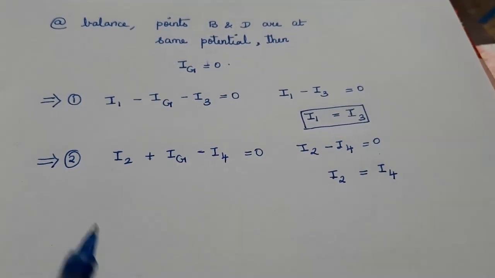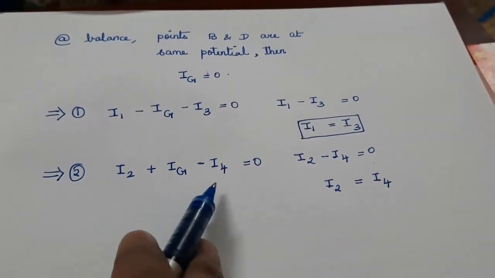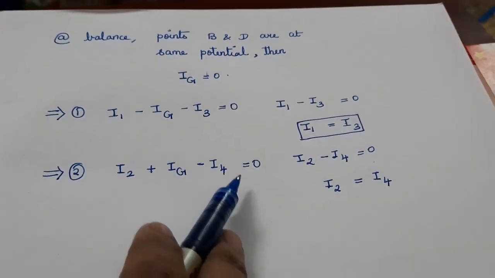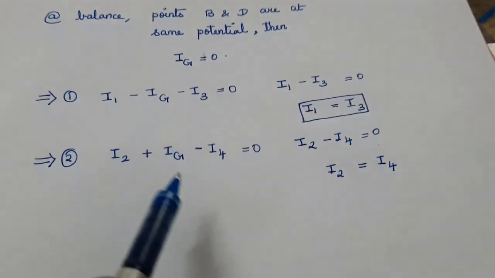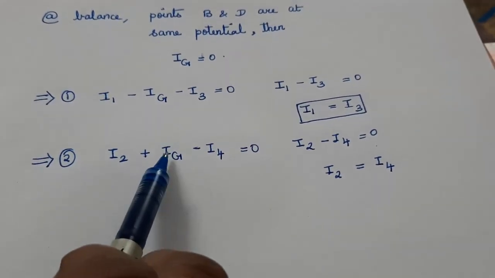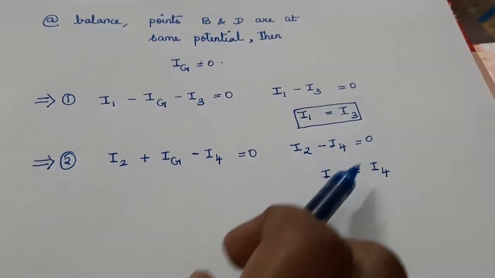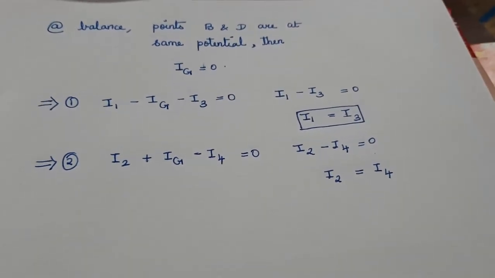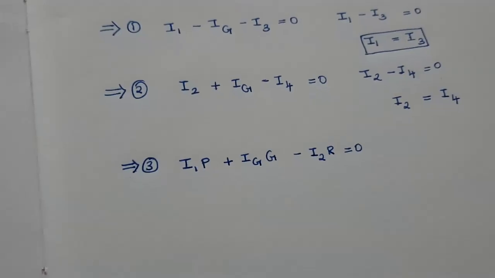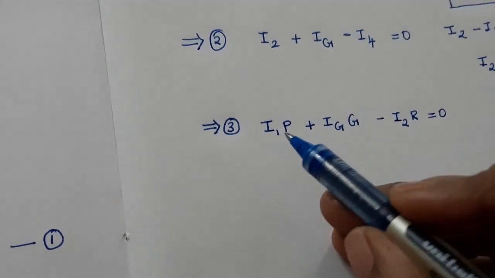In the same way, our second equation is I2 plus IG minus I4 equal to 0. Again substituting the current through the galvanometer IG equal to 0, this becomes 0. Then we get I2 minus I4 equal to 0. Taking this I4 to the other side, we have I2 is equal to I4. And this is our second result.